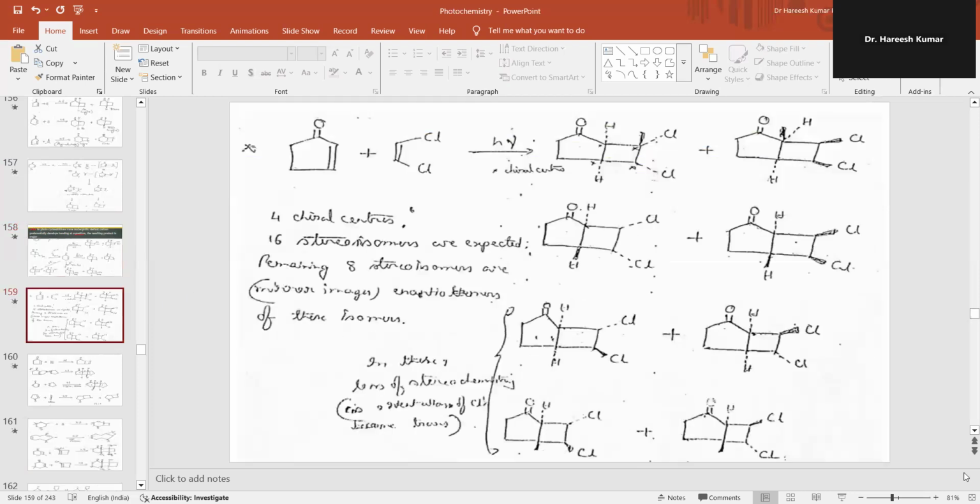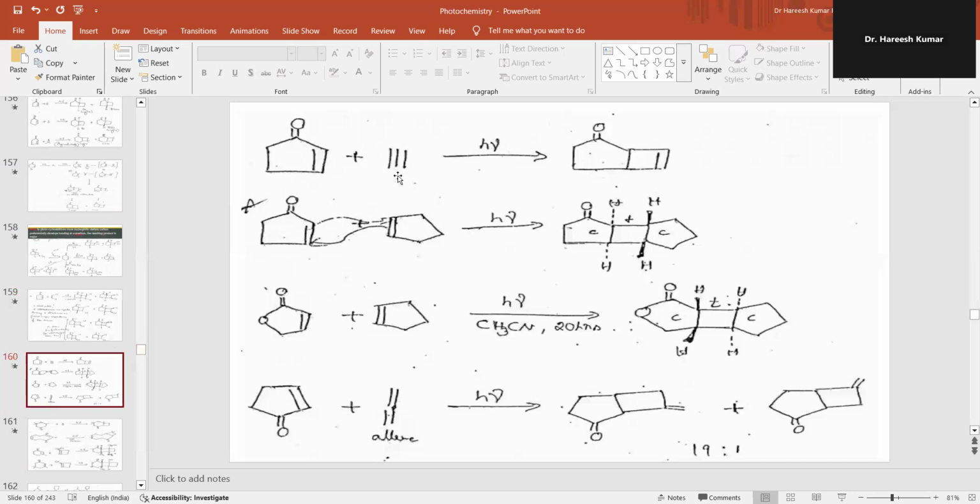I will go to the next slide. Here I am taking cyclopentanone and reaction with an electron withdrawing dienophile. So on irradiation, it is possible to get four stereocenters. Four stereocenters means 2 to the power of n, that is 2 to the power of 4, that is equal to 16 isomers possible. Here are the 8 plus 8, that will be 16 isomers.